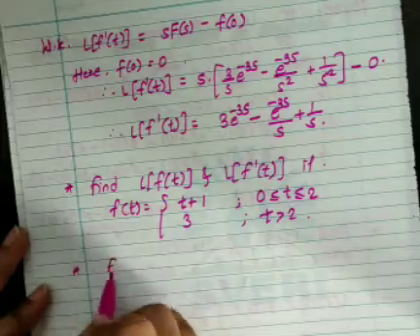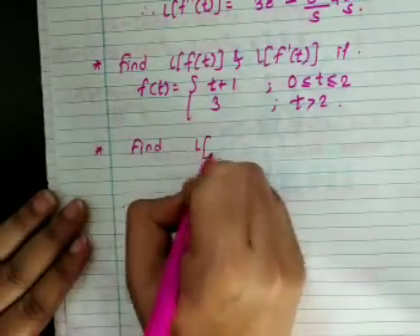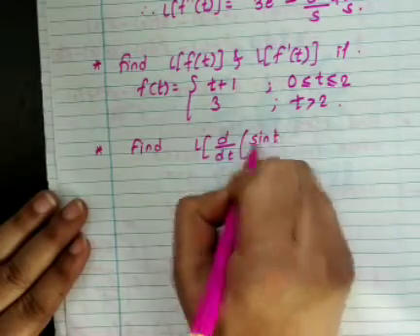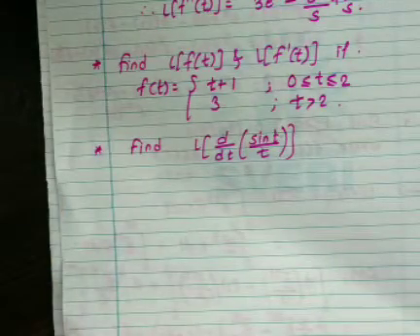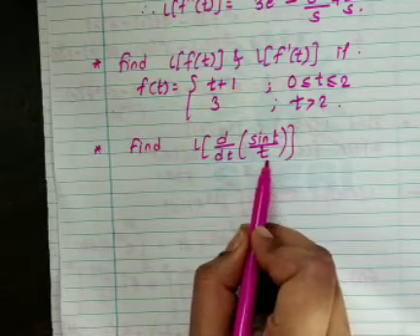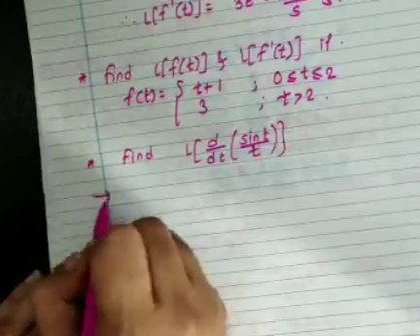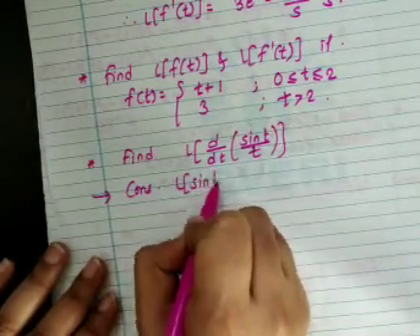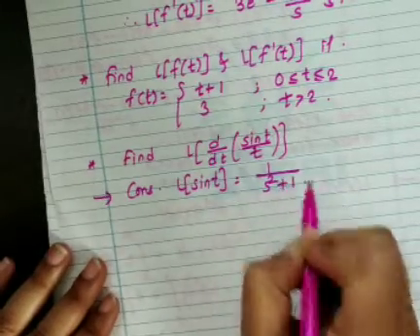Find the Laplace transform of the derivative of sin t upon t. Your first basic function is sin t, then upon t means the division by t property is used, and then there is the derivative property. So we'll go step by step. We'll consider first the Laplace transform of sin t, which is nothing but 1 upon s square plus 1.